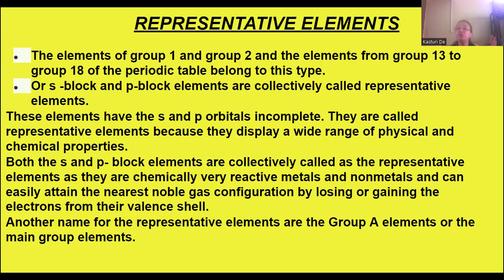They are chemically very reactive metals and non-metals. They can easily attain the nearest noble gas configuration by either gaining electrons to their valence shell or by losing electrons from their valence shell. Okay. So another name for representative elements is group A elements or the main group elements.